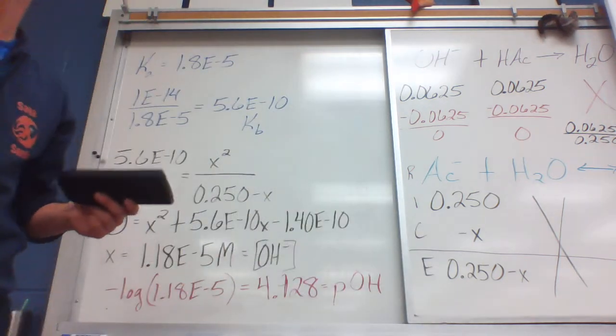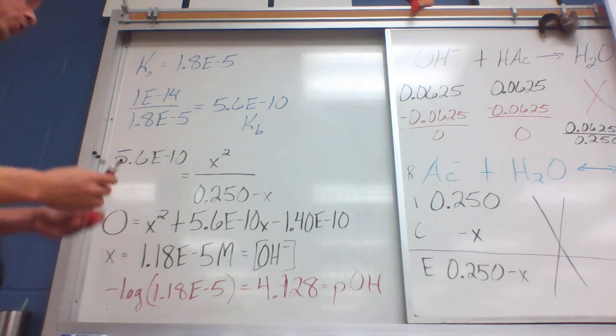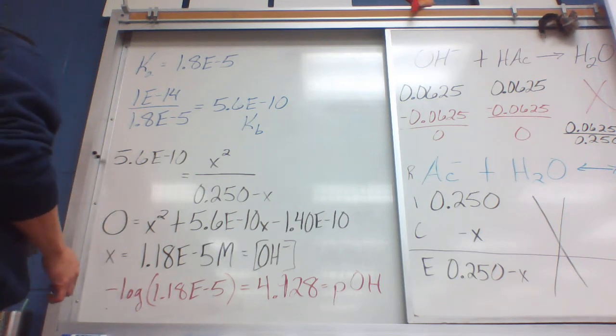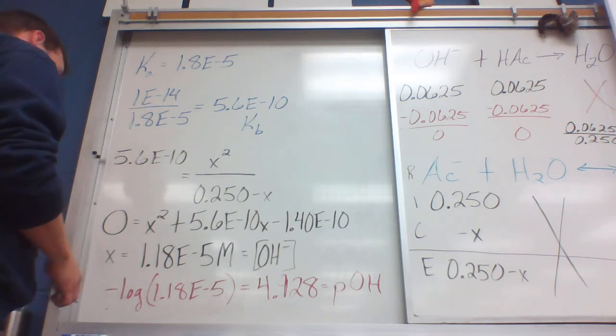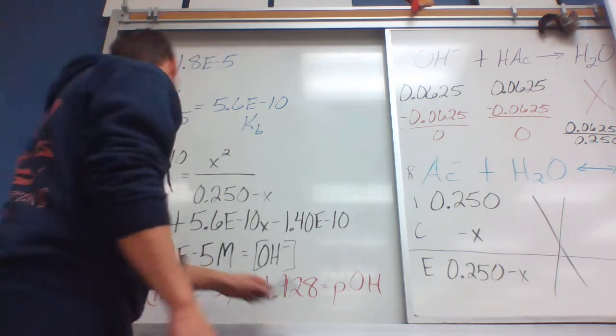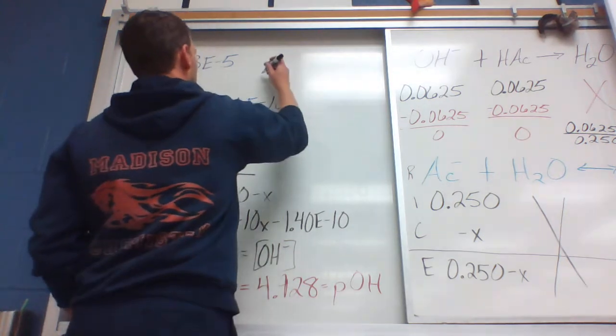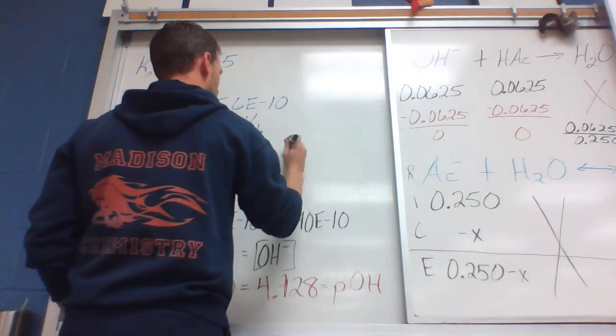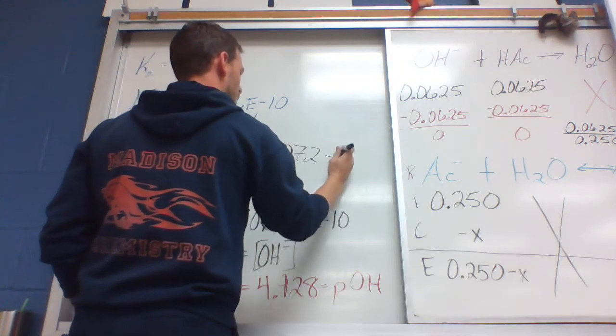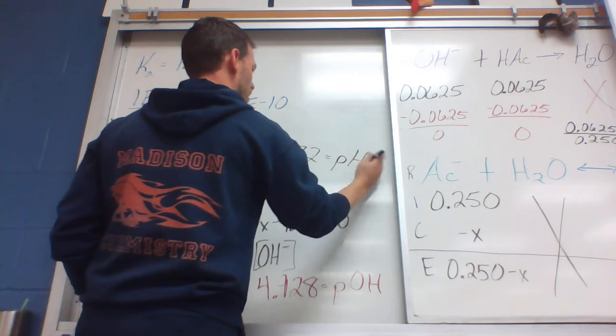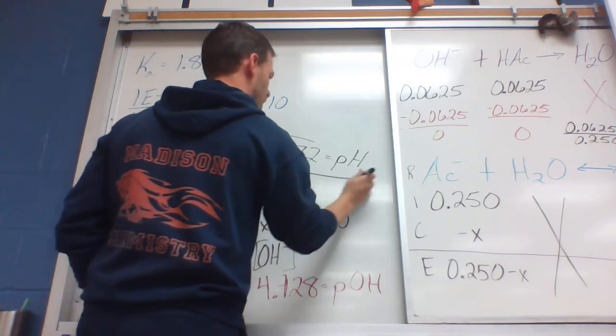So if that's pOH, how will I arrive at pH? Subtract by 14 and then it's 9.071. Guess what we're going to end with, people? An answer. 9.072. Yep, an answer to the equation. I got lost. 9.072. That's what I got.